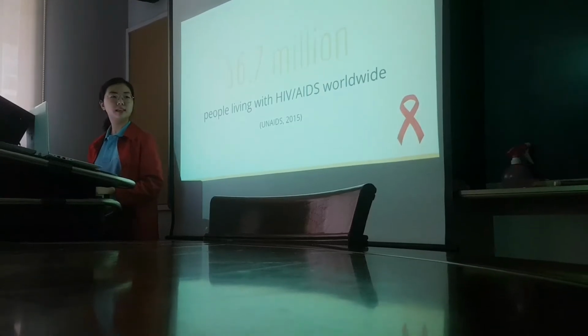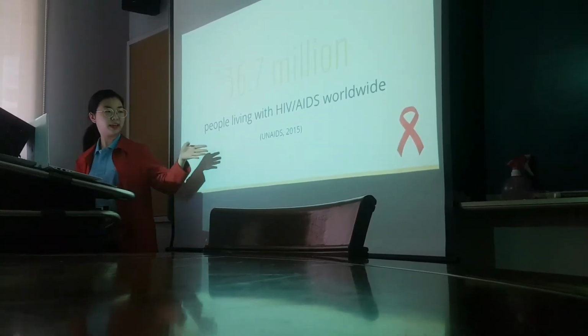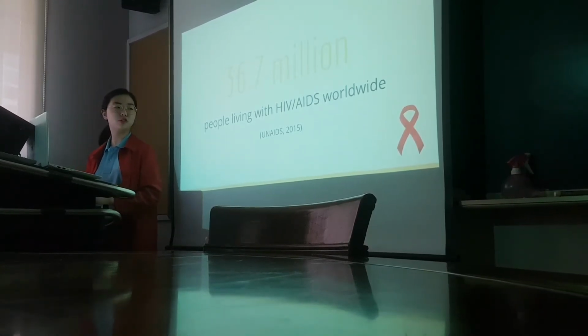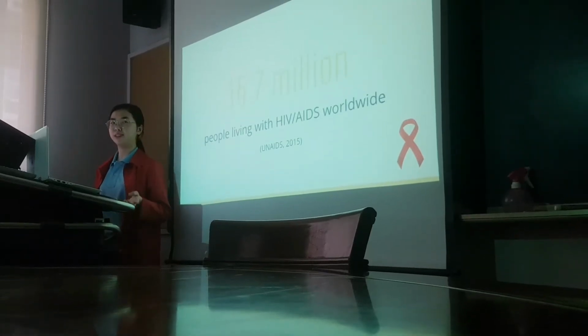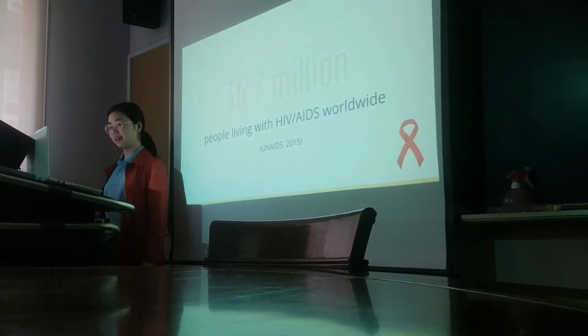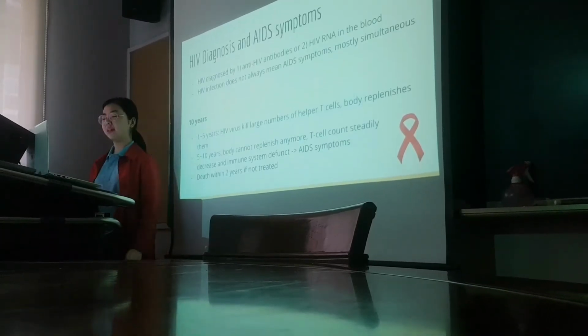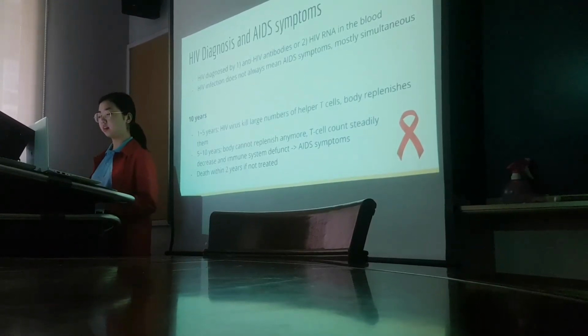So far, since AIDS was first discovered in 1981, according to UNAIDS, approximately 36.7 million people were living with HIV or AIDS worldwide. But to come up with this number, they would have to somehow diagnose the people with AIDS. So to talk about that, HIV is briefly diagnosed by the detection of anti-HIV antibodies in the blood, or even worse, the HIV RNA in the blood.